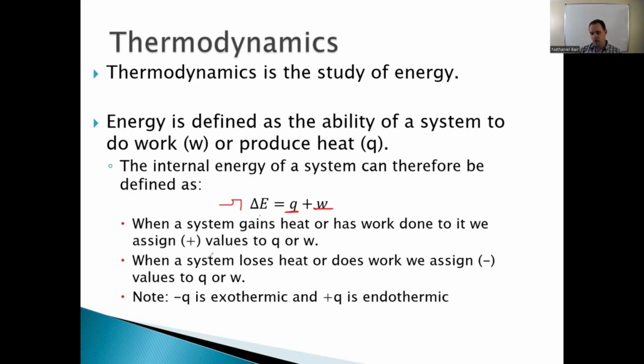If the system is doing work or releasing heat, then we assign it as a negative value. So negative values are when the system is doing something. But if we are doing work to the system, or we are putting heat into the system from the environment, then we assign that a positive value. So that is the trickiest thing. Now we do have special words. A negative Q is an exothermic reaction, and a positive Q is an endothermic reaction.